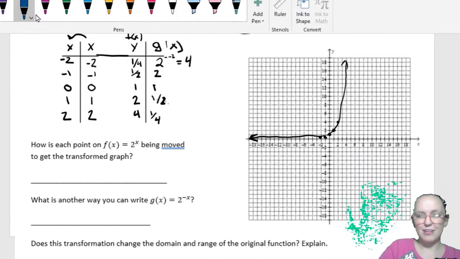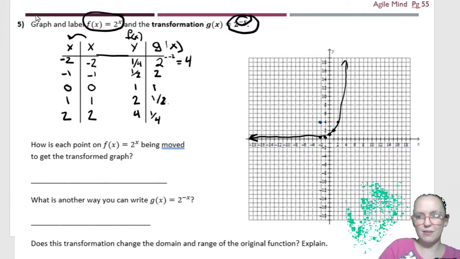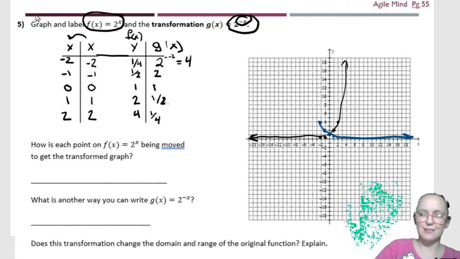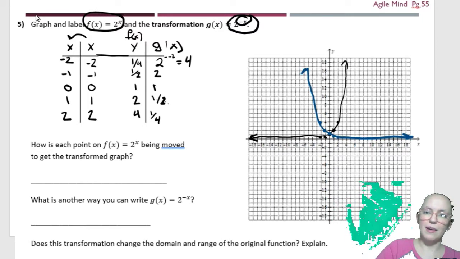What we're going to have here is -2 is going to have a point up at 4, up here. -1 is going to have a point at 2. 0 has a point at 1 again. 1 has a point at 1/2. And 2 has a point at 1/4. So our function now looks like this. And then it's going to go up like that.